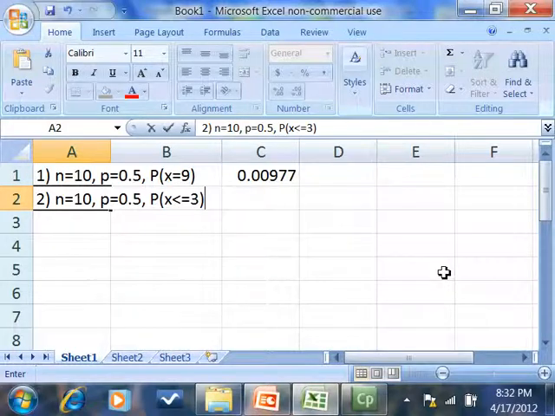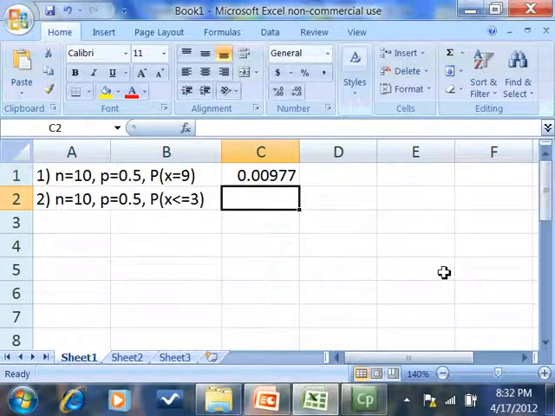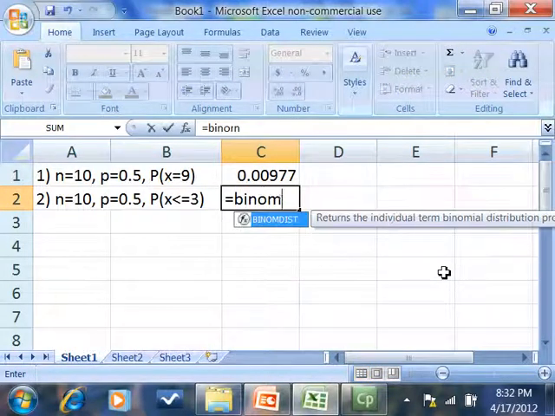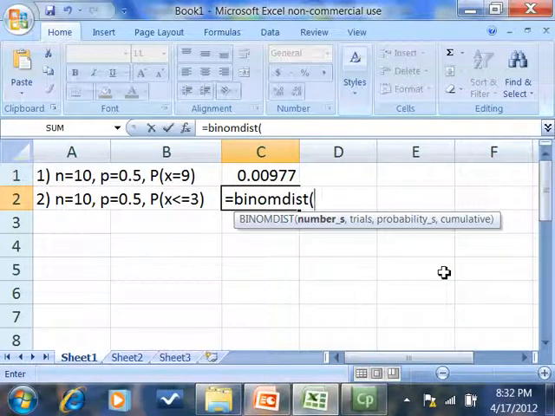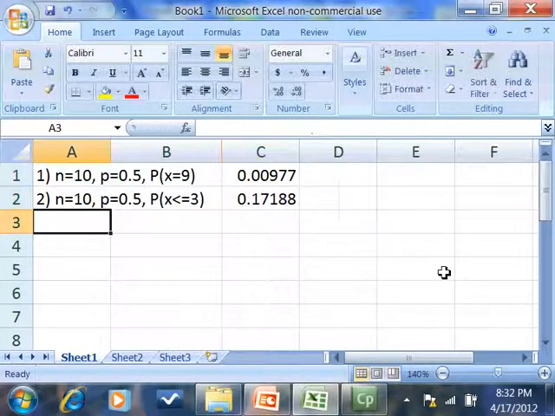Now remember, in order to plug it into the binomial, you have to go from 0 up to the number, which this one is, because that's x equals 0, 1, 2, and 3. So we're going to do BINOM.DIST, and then 3, number of trials is 10, probability is 0.5, and cumulative would be 1, because we're adding up all the probabilities from 0 up to that number.